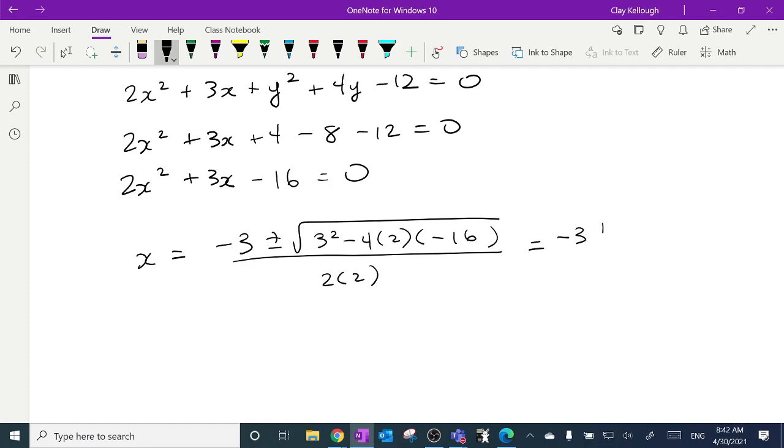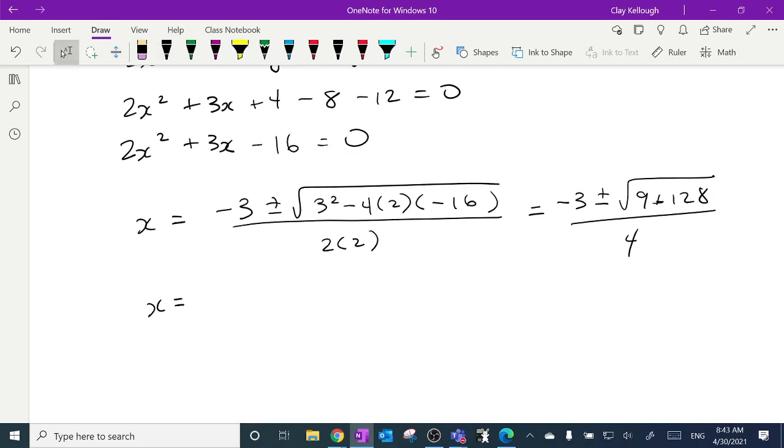Okay. So like I said, we can go to decimals. So that's negative 3 plus or minus the square root of 9 plus 8 times 16. I don't know what 8 times 16 is. I should. 64 doubled, 128. Am I right about that? Yep. So I have negative 3 plus or minus the square root of 9 plus 128, all over 4. And 128 plus 9 is definitely not a perfect square. So yep, we were right in our conclusion that that thing didn't factor. This is definitely an irrational number.